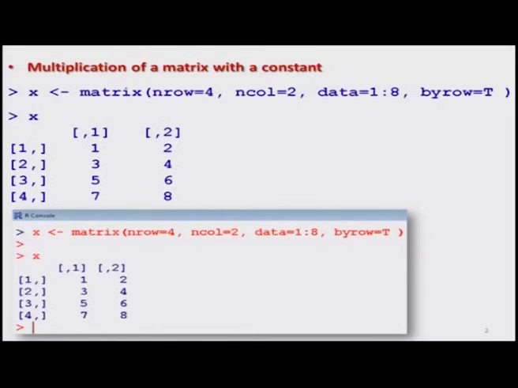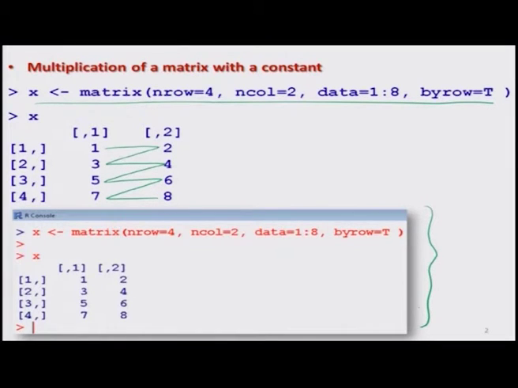Just for the sake of your understanding, in the last lecture we had created a matrix of order 4 by 2 where the data was arranged in rows and the data was the numbers from 1 to 8. So the data was arranged as 1, 2, 3, 4, 5, 6, 7 and 8, and this is the screenshot of that matrix operation, and this is the matrix output. So we are again going to work on this type of matrices.